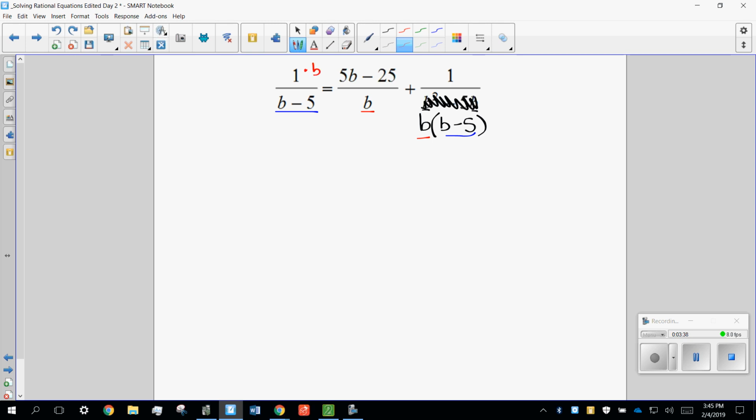Times b everywhere, and we'll have a b over a b. We'll have a b over a b. So we're left with b over b minus 5 equals 5b minus 25 plus 1 over b minus 5.